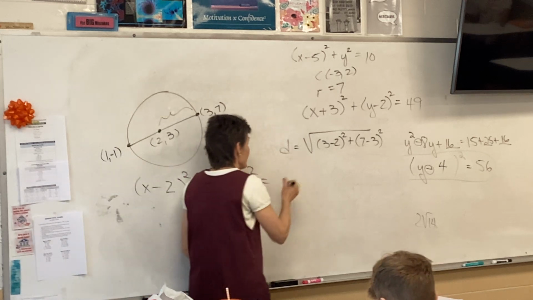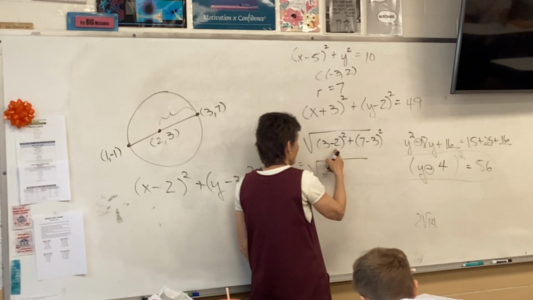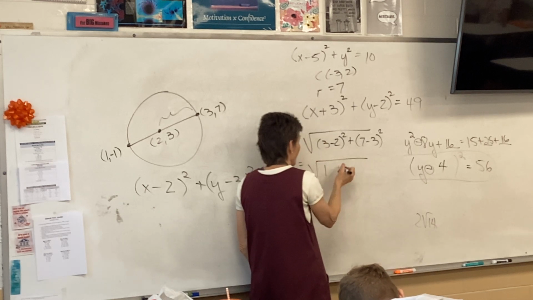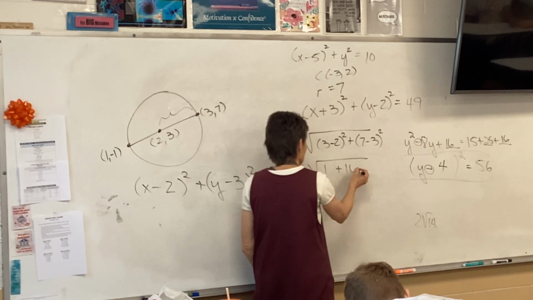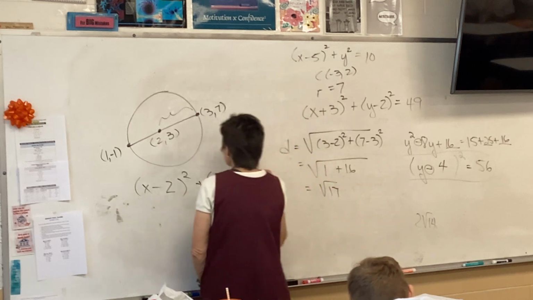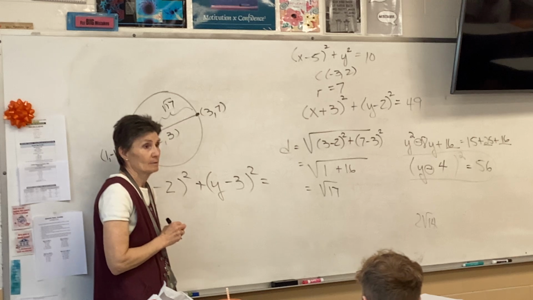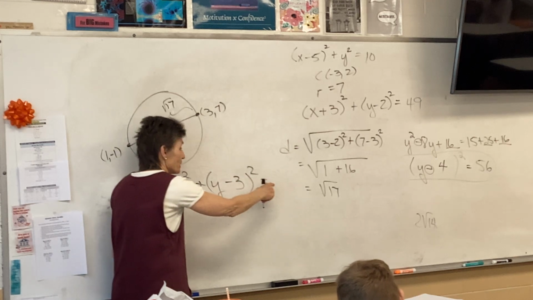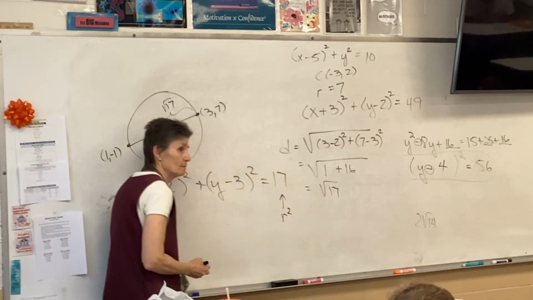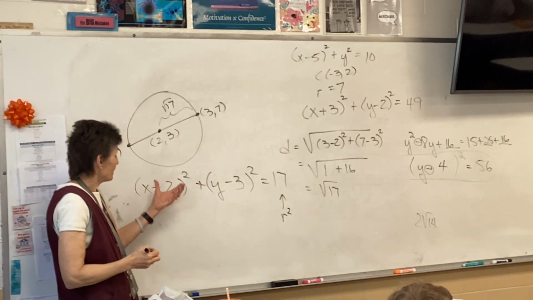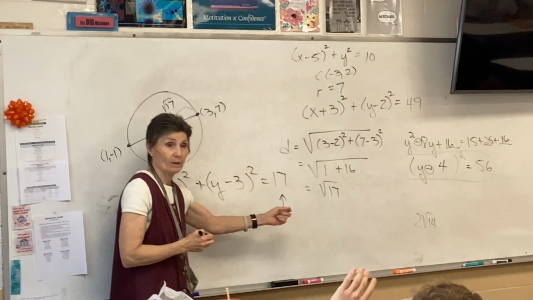All right, so what do we get? Square root of, let's see, 3 minus 2 is 1, squared is 1. 7 minus 3 is 4, squared is 16. So my radius, this distance right here, is the square root of 17. So what goes here? 17. This number is r squared. I always remember it. My equation has x squared, y squared, r squared.